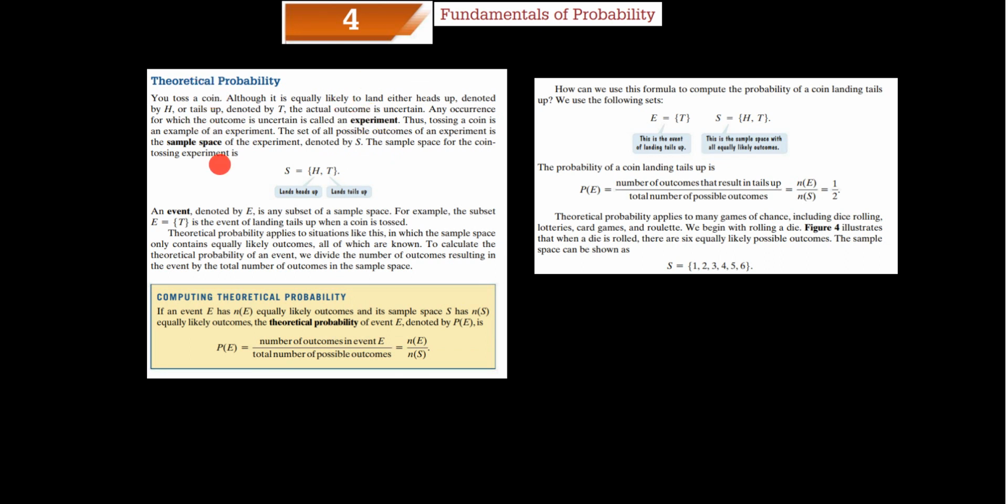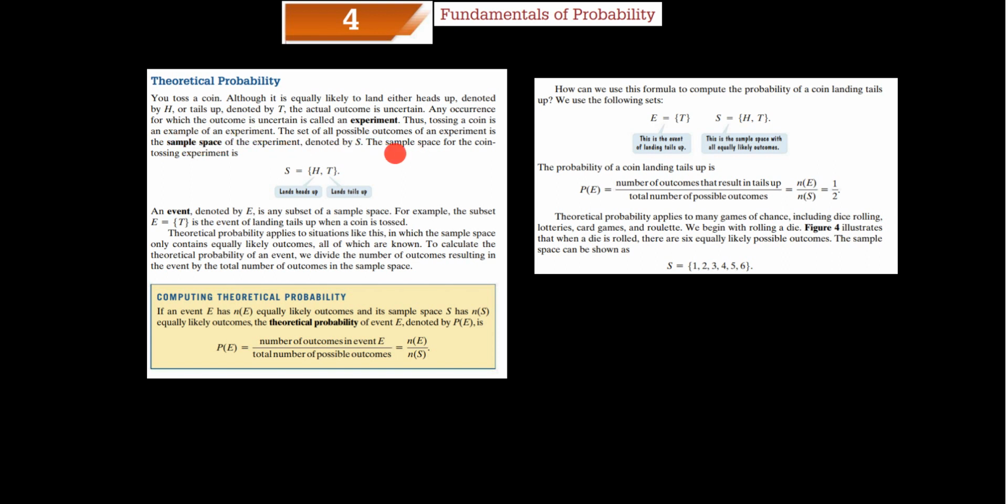So we're going to toss a coin, and we know that it is likely that it's either going to land heads up or tails up. So we're going to denote heads as H and tails as T. All right, the actual outcome is uncertain, even though there's equal chances of both of those happening. So any occurrence for which the outcome is uncertain is called an experiment. So tossing a coin is an example of an experiment. The set of all possible outcomes of an experiment is the sample space.